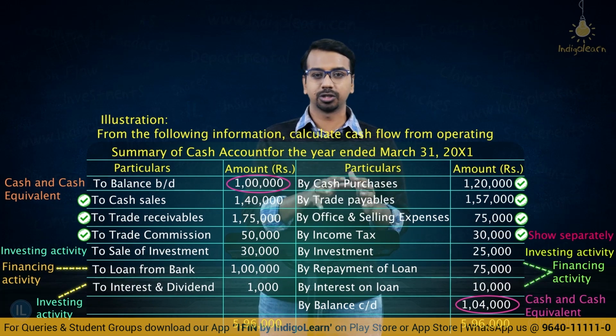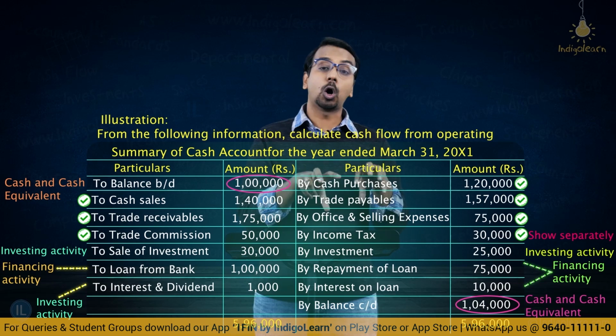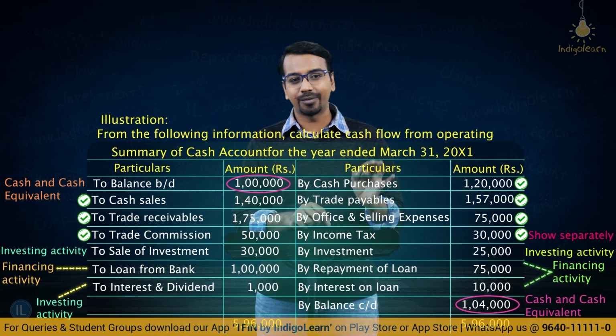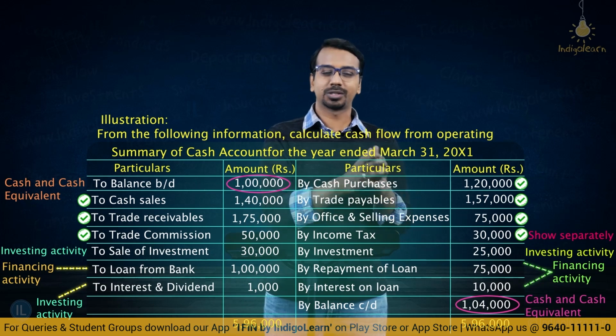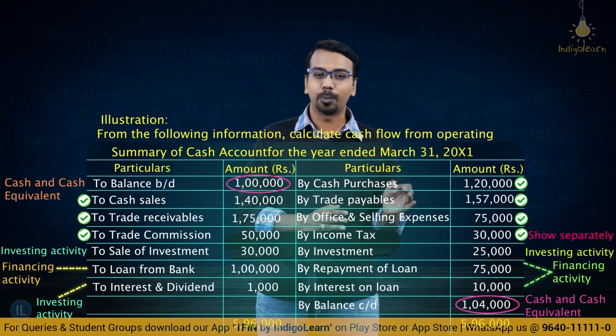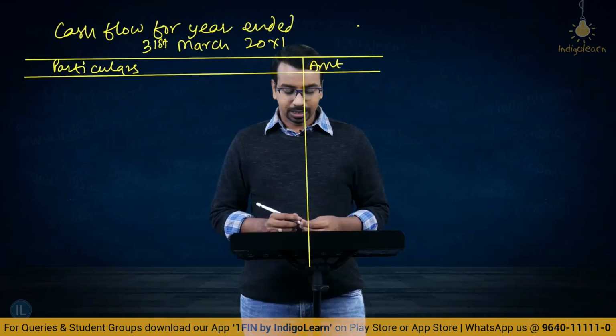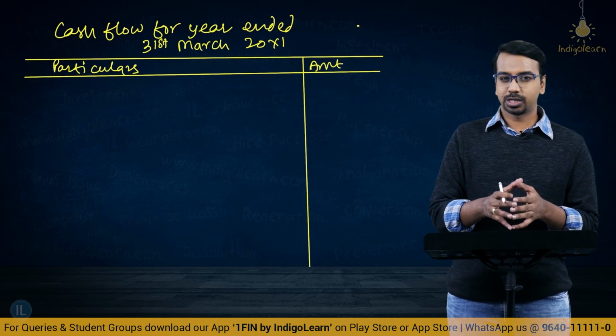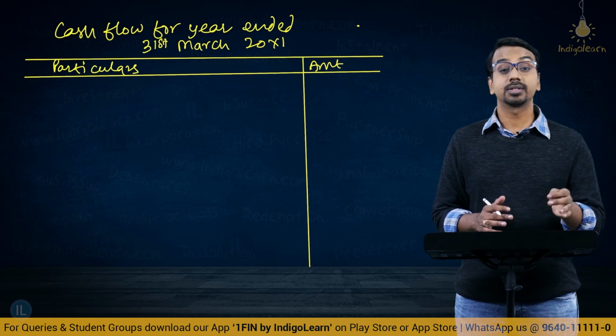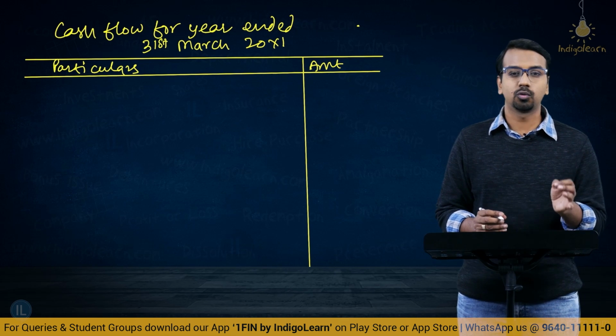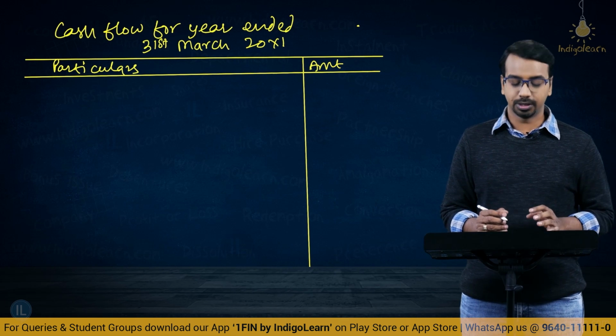Now from this question, I have to figure out what the operating activities are, and then I have to prepare a simple cash flow statement showing cash flow from operating activities. Now this is the extract of the cash flow statement. It's not the complete cash flow statement because we have been asked only about cash flow from operating activities, right?